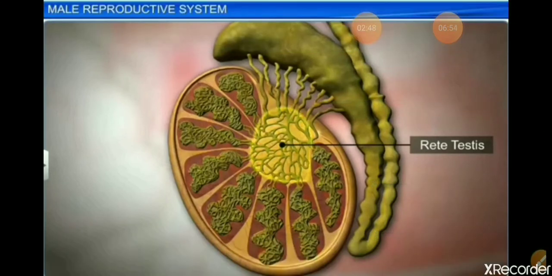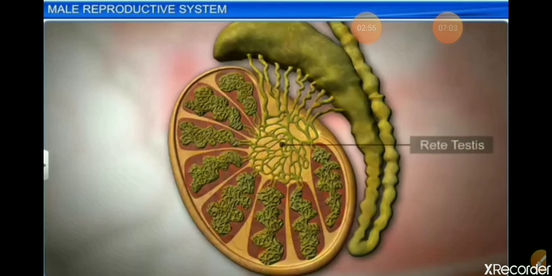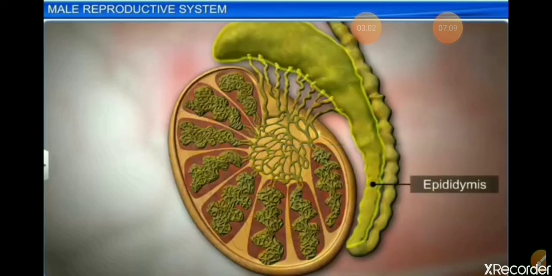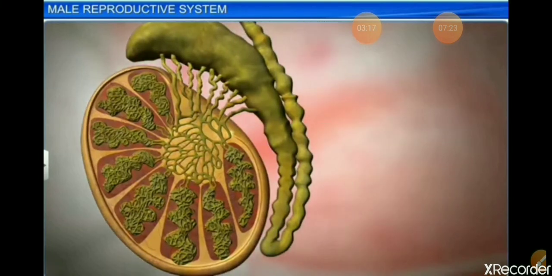See, the portions are highlighted there. Rete testis collects from the seminiferous tubules, which in turn gets connected to the vasa efferentia. So all the secretions found here, that is sperms, will be temporarily stored inside this epididymis. You can see the highlighted portion of the epididymis on the posterior side of the testis.